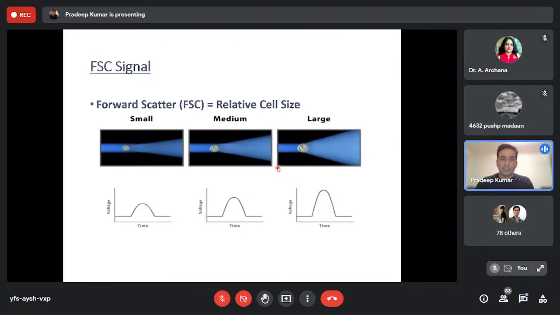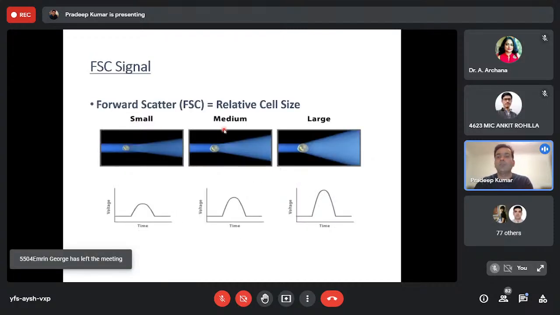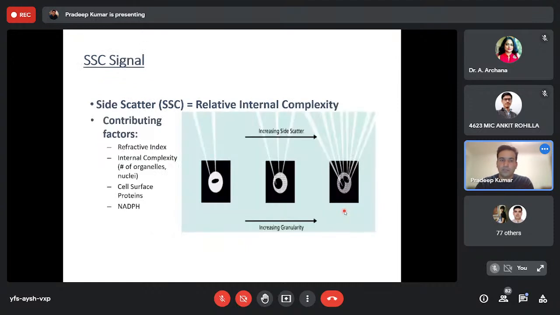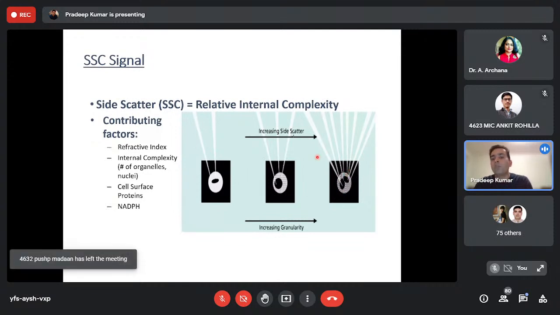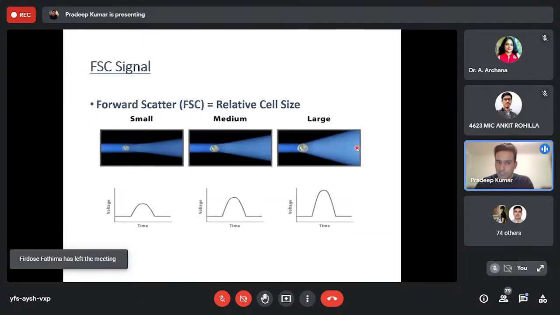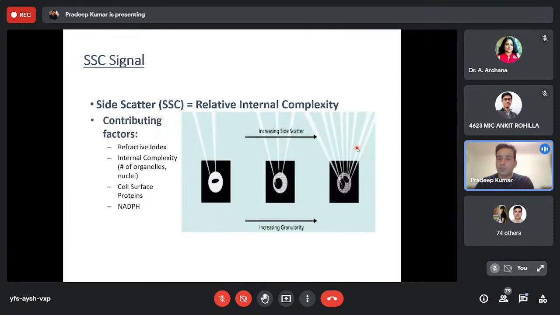So this is the same image: a smaller cell will go through, a medium cell will go through, a large cell will go through, and you get accordingly a small, medium, and big peak of signal. The second information is the side scatter signal. This cell has fewer granules, so less light will be reflected, while this cell has more granules, so more light will be reflected in all the directions, but we collect light at 90 degrees to forward scatter, and that's how it is collected. So forward scatter signal gives information of size. Side scatter signal gives information of internal complexity or granularity of the cells.